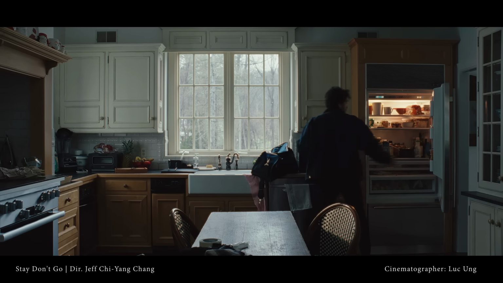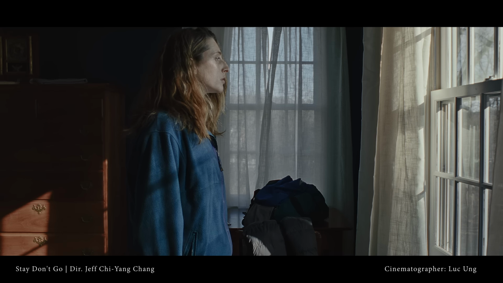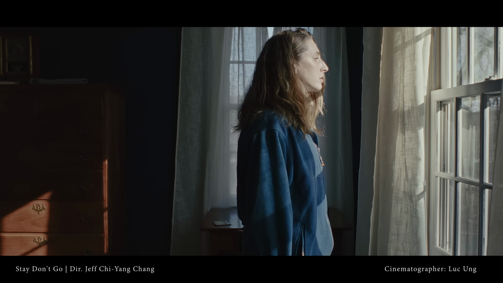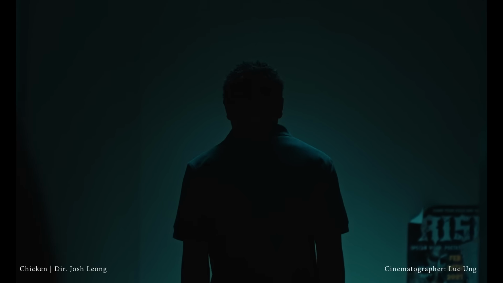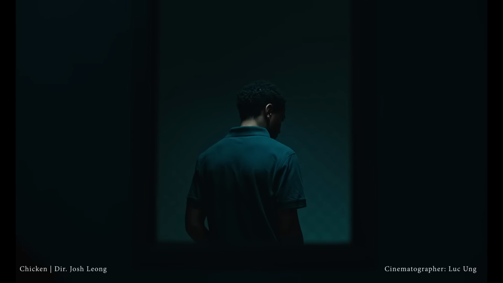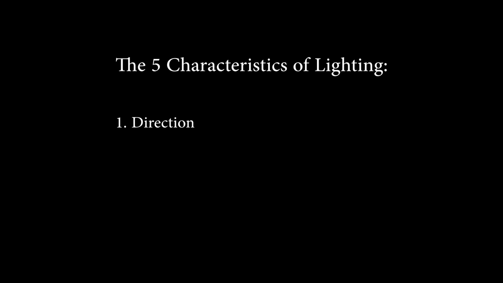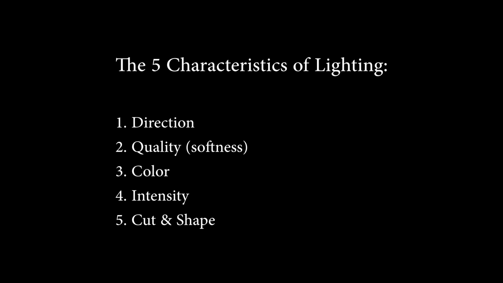Let's begin. So how can we understand and work with light, which can seem so abstract and intangible? One way to think of lighting is to think of it as having 5 distinct characteristics or attributes, namely direction, quality, also known as softness, color, intensity, and cut and shape. We'll also see why it is important to think of these attributes in this specific order when working on set.